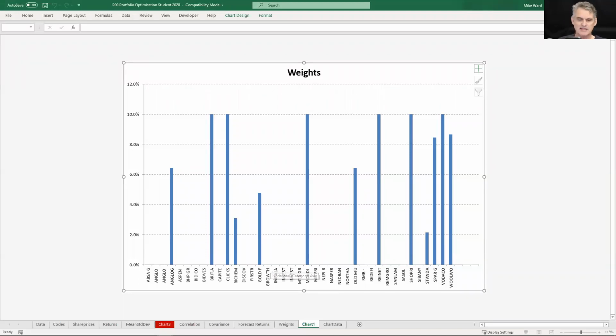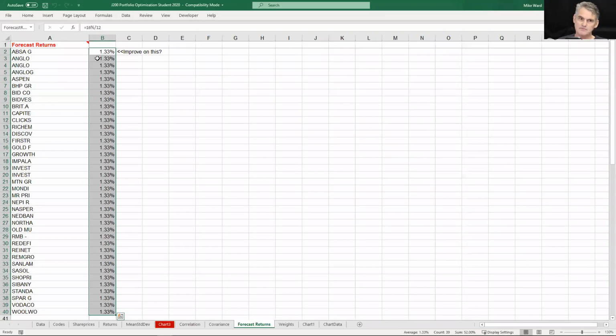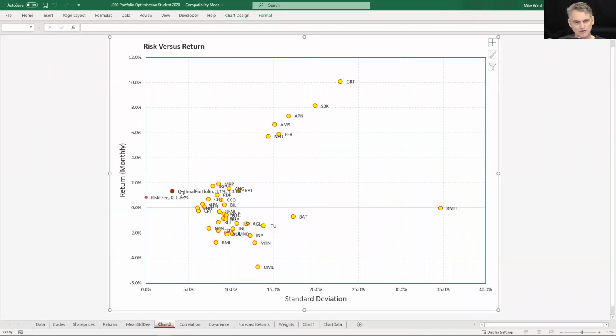That's likely to be the same. But these forecast returns, where we just hold everything to be 1.3%, means that it cannot actually move this portfolio above 1.3%, because we're giving it expected returns for everything that are going to be 1.3%. So it would be helpful if we could do a little bit better on that.